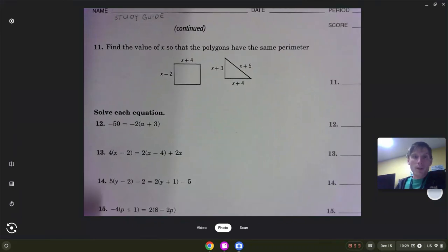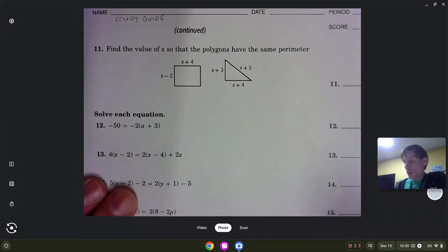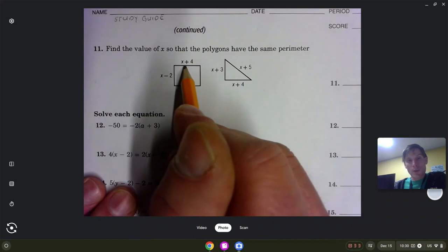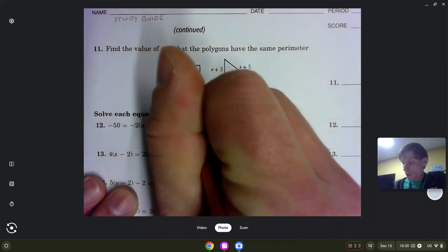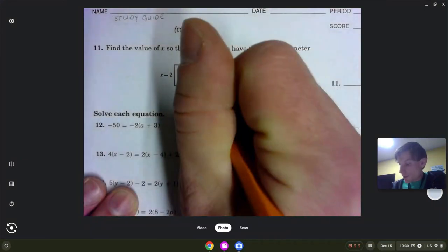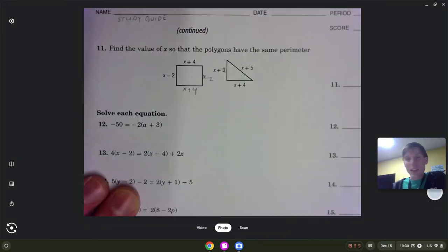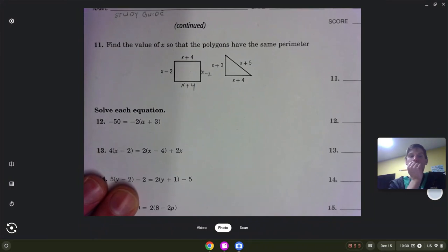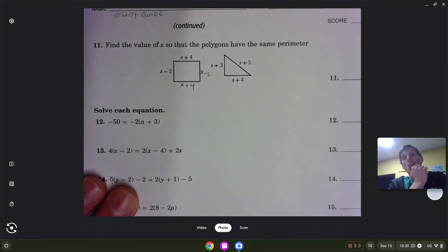It says find the value of x so the polygons have the same perimeter. Okay. So remember, perimeter is just the length of the sides on the outside. We know on this rectangle, if this is x plus 4, this must also be x plus 4, right? This is x minus 2. We understand this is x minus 2. So we need these two to have the same perimeter. So in other words, they're going to equal each other.